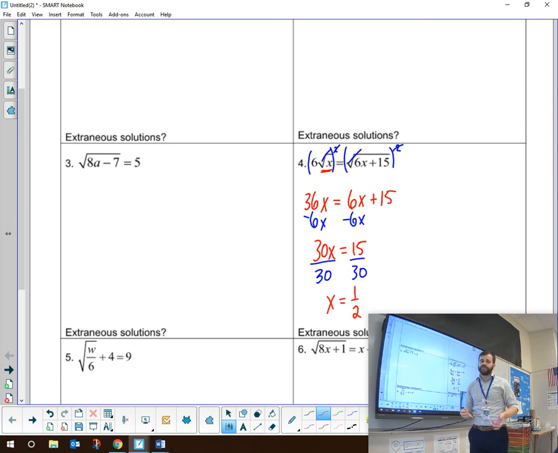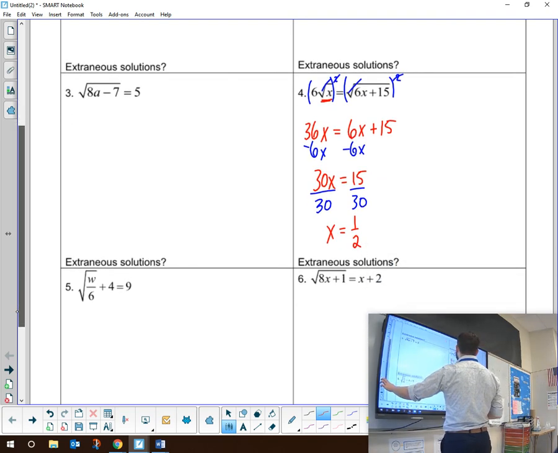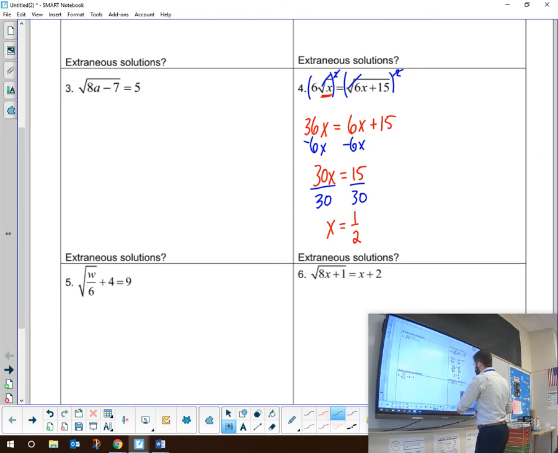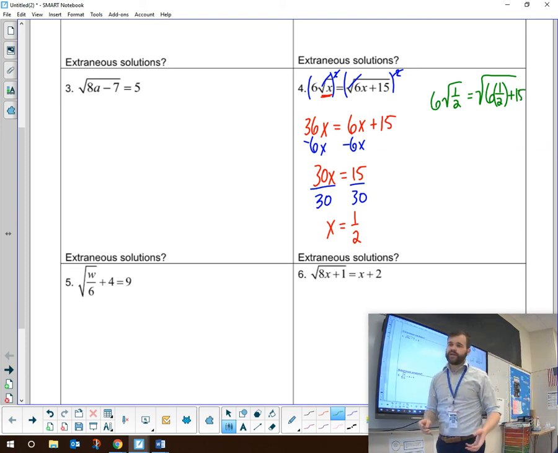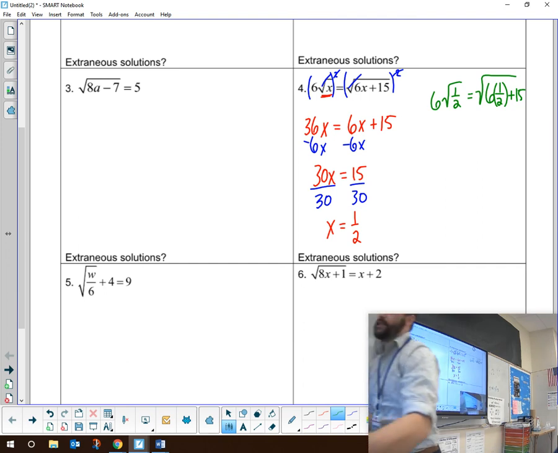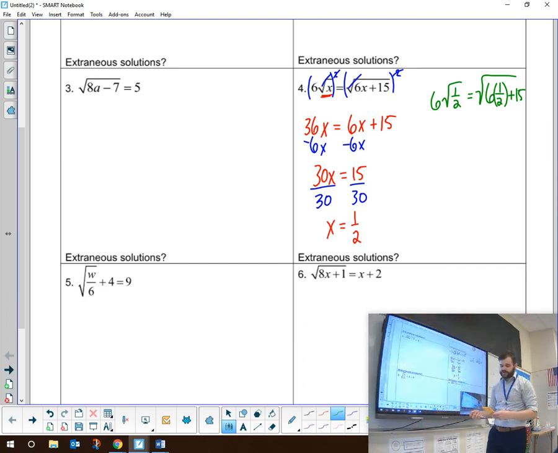So that's what happens whenever you have a number attached that you can't really do anything with. Just go ahead and square that number too. Okay, so then we're going to plug it back in and check to make double sure. So we go 6 times the square root of 1/2 equals the square root of 6 times 1/2 plus 15. Okay, this is where a calculator comes into play. It's very difficult for me to find the square root of 1/2. It's not a perfect square, right? But we can work it out.